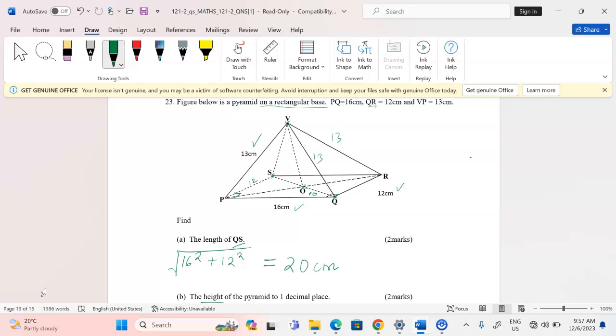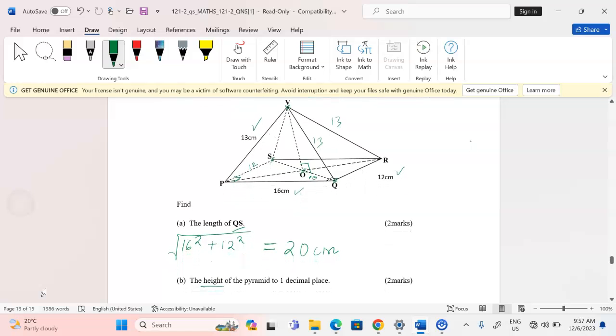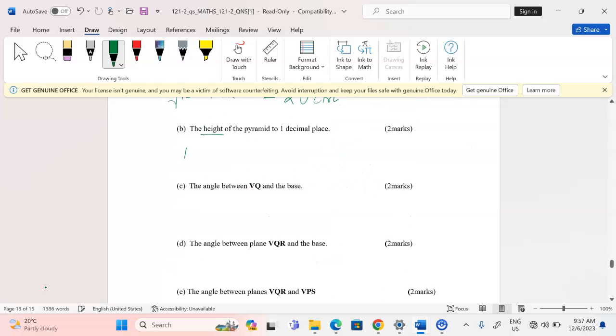So we can use 13 and 10 to get the height VO. Therefore, we need 13 squared minus 10 squared, because the right angle is at this point, then we obtain the square root. Again, Pythagoras theorem. This is 8.3 centimeters. Remember, it should be to one decimal place according to the instructions.